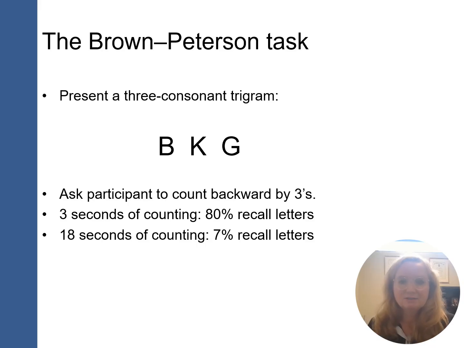197, do that counting. And within 3 seconds of counting, they can still get those three letters 80% of the time. But if they are counting for about 18 seconds, most of it's lost. Maybe they get 7% of the letters that they were shown. So the Brown-Peterson task tells you that interference really matters, and also the duration of time that you can hold that information in short-term memory.